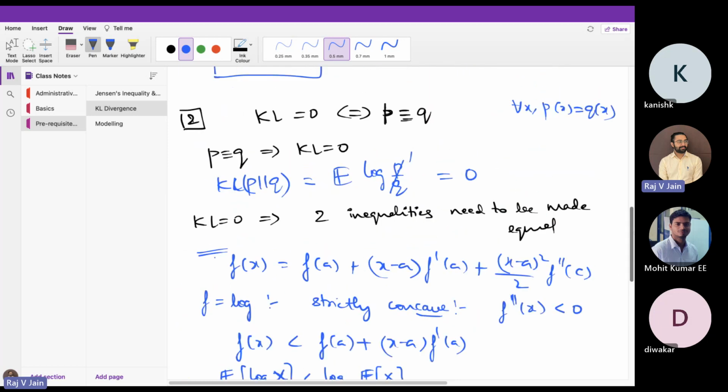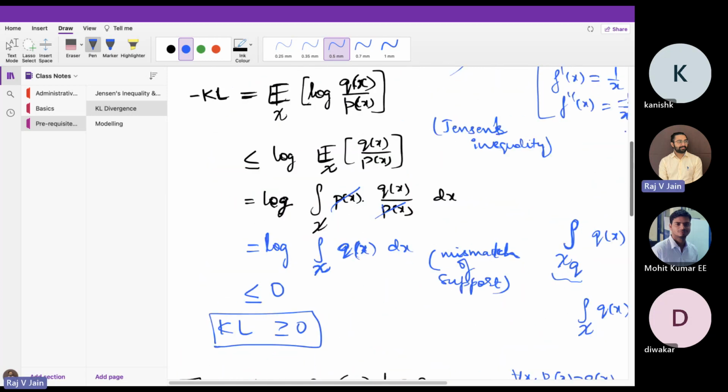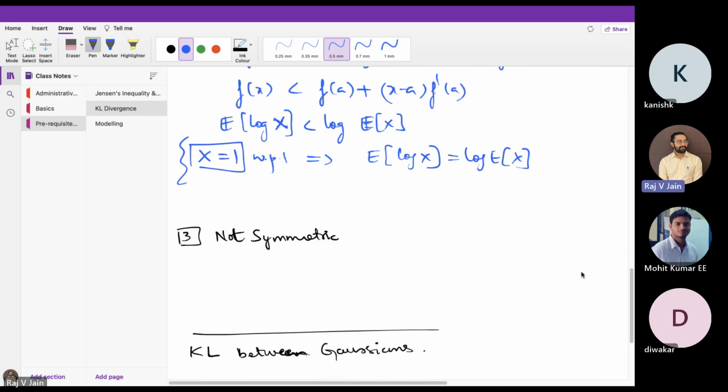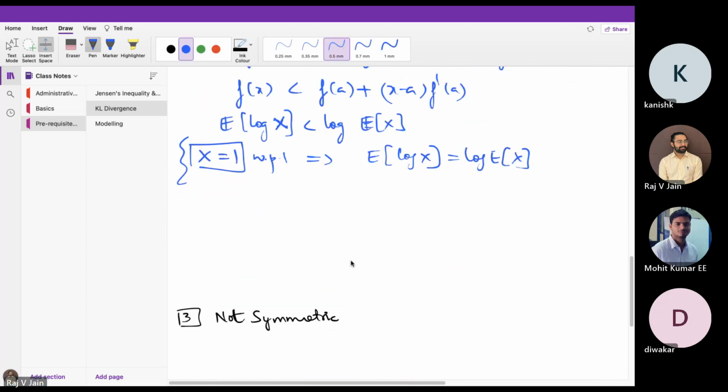So this implies that to make this inequality an equality, what I need is that q of x and p of x should be exactly equal for all x. So this implies for our proof that p of x should be equal to q of x for all x.